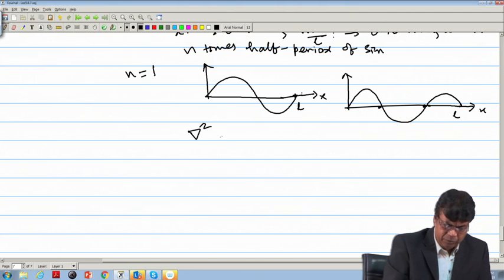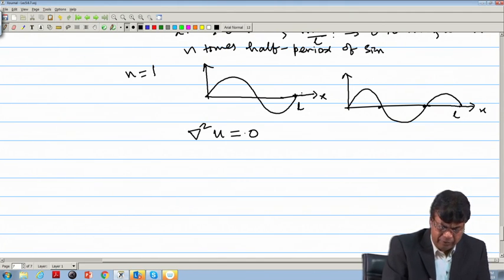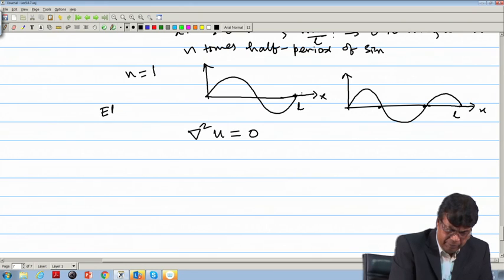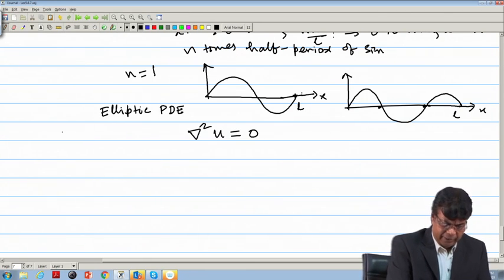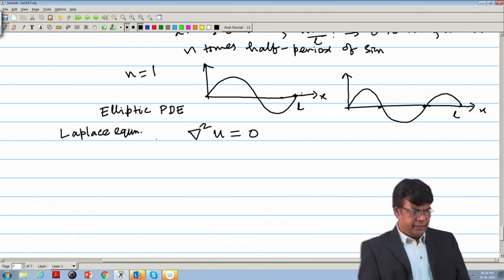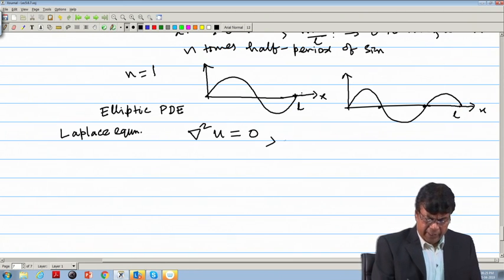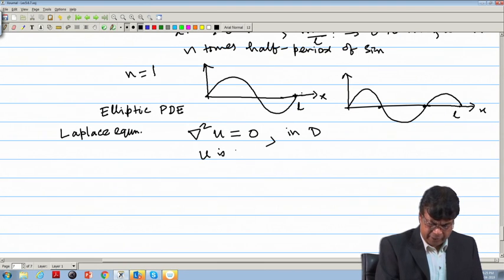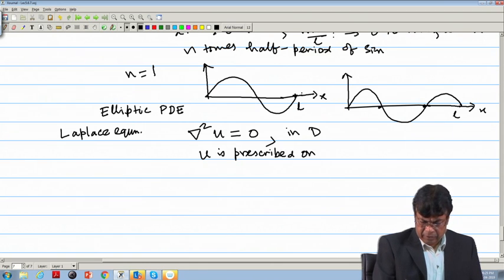So now we talk about the elliptic PDE, and this is the Laplace equation. First we restrict to the homogeneous equation, del squared u equal to 0, in a certain domain D, and u is prescribed on B, the boundary of D.